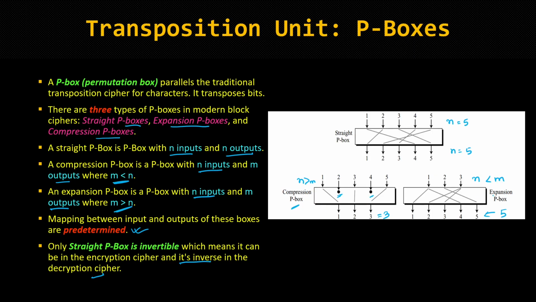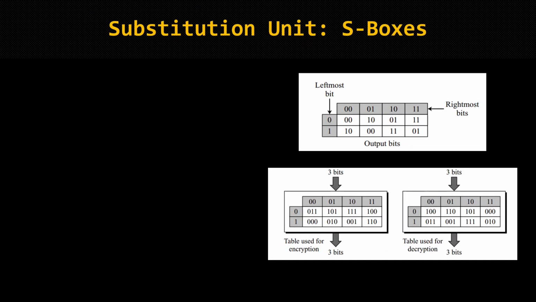Same for the expansion box, we cannot determine which inputs we have used twice. As you can see here, we are using 1 twice, right? On the same hand, we are also using 3 twice here. So since we cannot decrypt this in our decryption phase, its inverse is not possible, which is why this is non-invertible. Now moving on to the substitution unit, which is our S boxes.